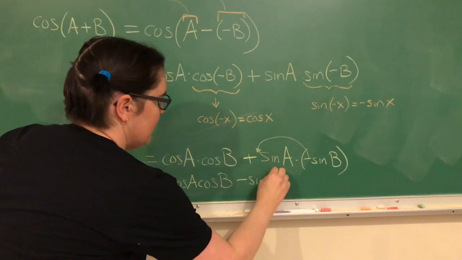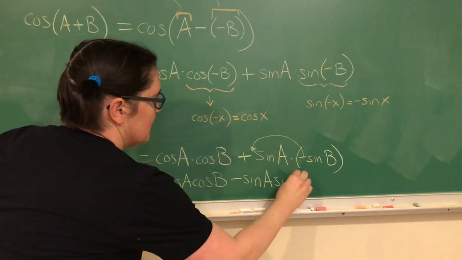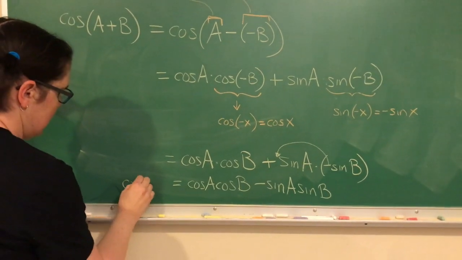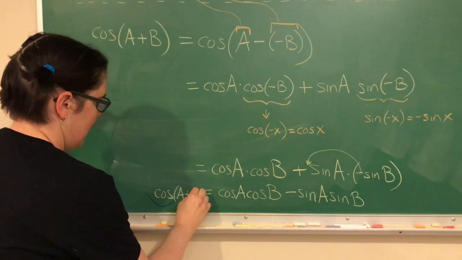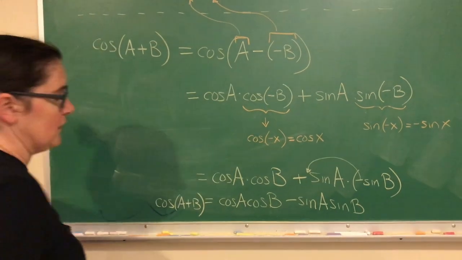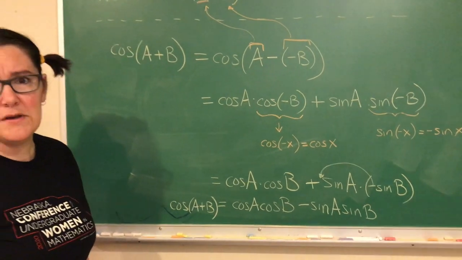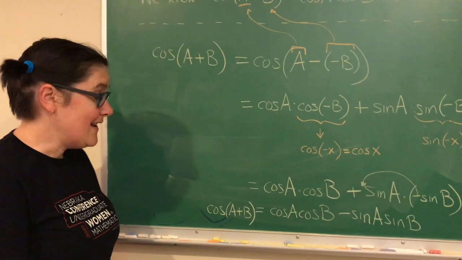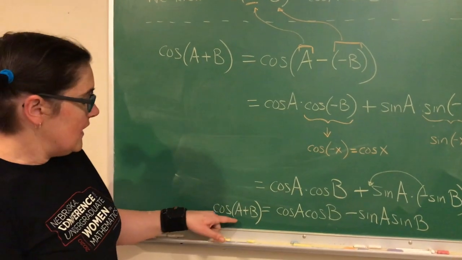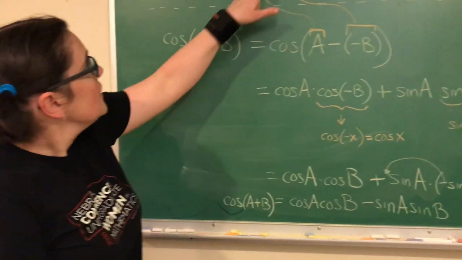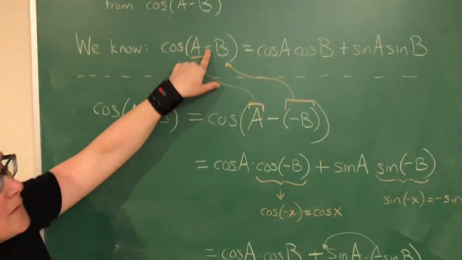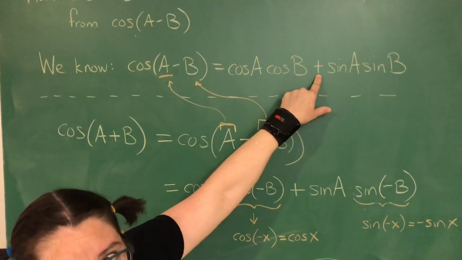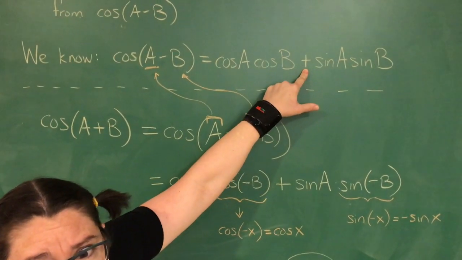Minus sine of a times sine of b. And so what we've just written down is that cosine of a plus b is equal to cosine of a times the cosine of b minus sine of a times sine of b. And what you might notice is that the only thing that changed was up here we had our minus sign inside the parentheses, and that was opposite of this plus sign over here on the right side of the formula.